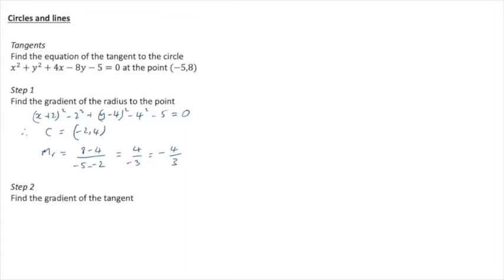Okay, step 2, find the gradient of the tangent. Well, we know that the tangent is at right angles to the radius from the point where the tangent meets the circle, so that means the gradient of the tangent times the gradient that we've just worked out, the gradient of the radius to the point, which I called mr, they must multiply to minus 1, which means that mt is minus 1 over minus 4 over 3, or 3/4. Flip it up and negativize it is another way of looking at it.